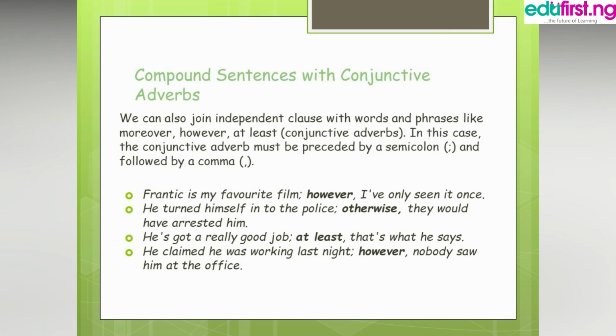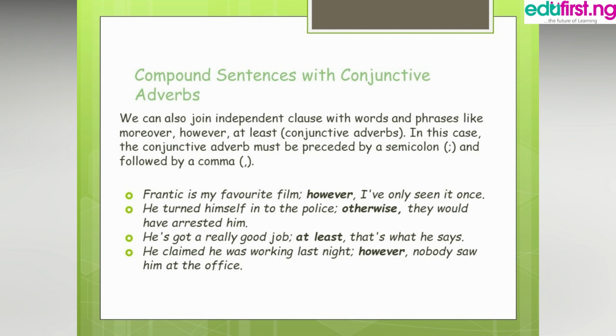Another way of forming compound sentences is with conjunctive adverbs. We can also join independent clauses with words and phrases like moreover, however, at least, which are conjunctive adverbs. In this case, the conjunctive adverb must be preceded by a semicolon and followed by a comma. Let's look at the examples.